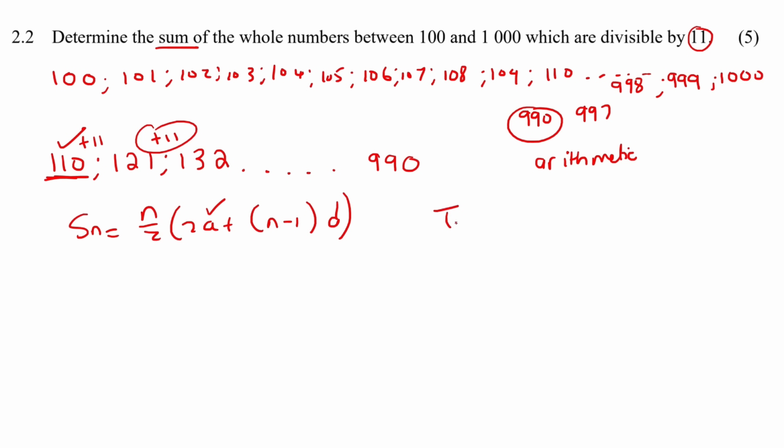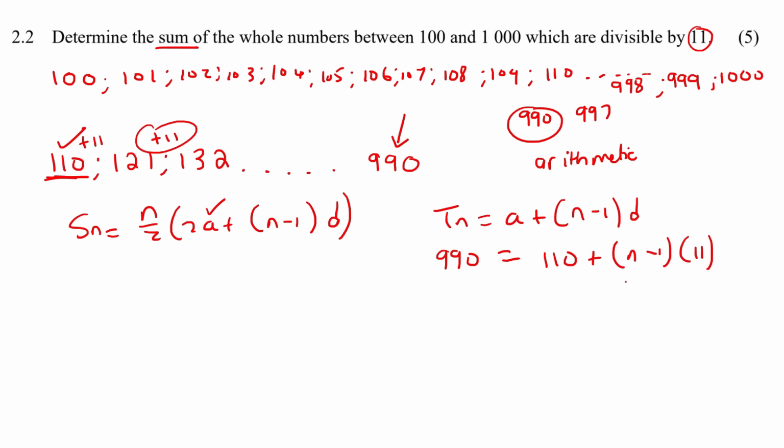So what we do is we use this formula now for an arithmetic sequence, and we look and see how many terms there are. If we know that this is the last term, we can put 990. Then a is 110. And then the difference is 11. Now you see the only unknown is how many terms there are. And so now we can just bring this 110 over.